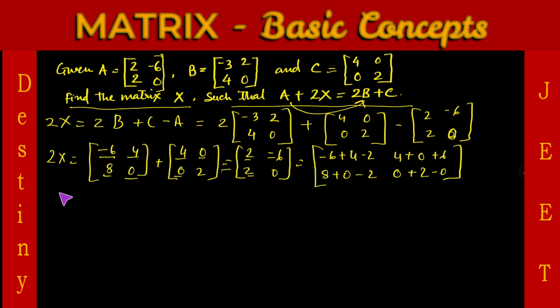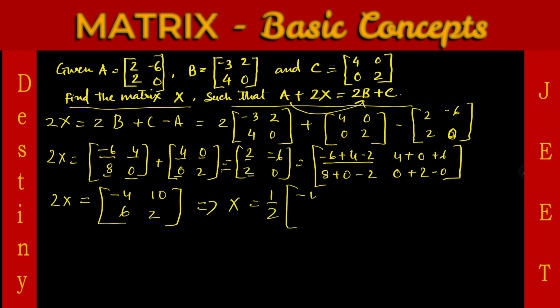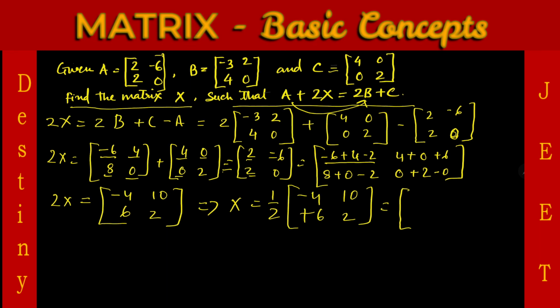Okay, now let us simplify them. Here we get minus 8 plus 4 minus 4, here 10, here 6, here 2. Therefore X is equal to half of [-4 10; 6 2], which gives you [-2 5; 3 1].